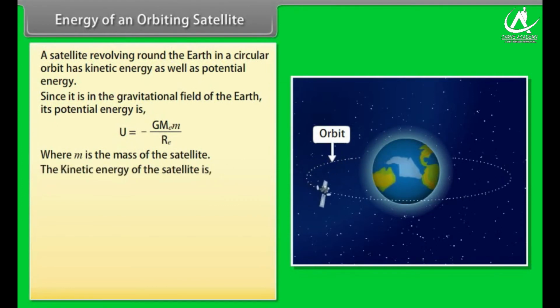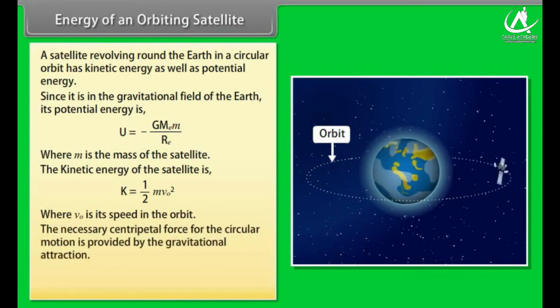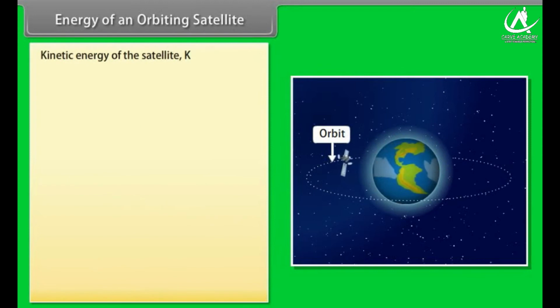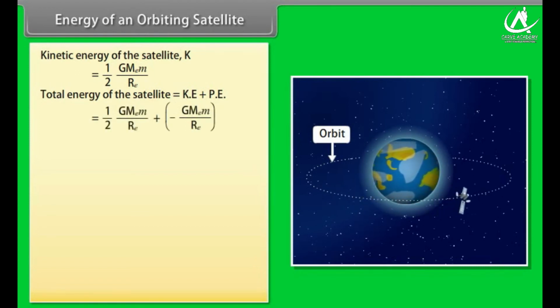The kinetic energy of the satellite is K = 1/2 mv_0², where v_0 is its speed in the orbit. The necessary centripetal force for the circular motion is provided by the gravitational attraction. Kinetic energy of the satellite K. Total energy of the satellite is equal to kinetic energy plus potential energy. On calculating, we get total energy E = -1/2 GMm/R_E.